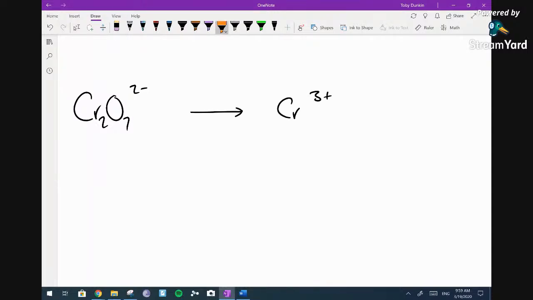This is the color change. Here's the orange dichromate, and here's the green chromium 3+.